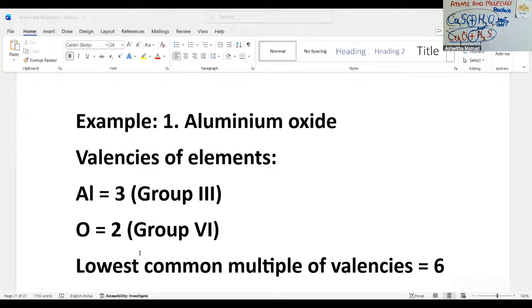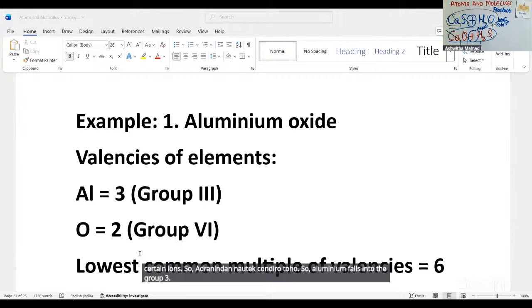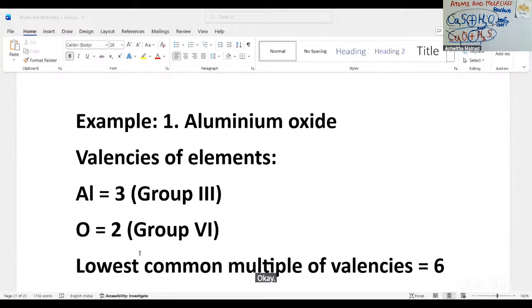If you open your textbook, you have the name and symbols of certain ions. So that is what we have taken from. So aluminum falls into group 3. Okay. Can you all hear my voice?